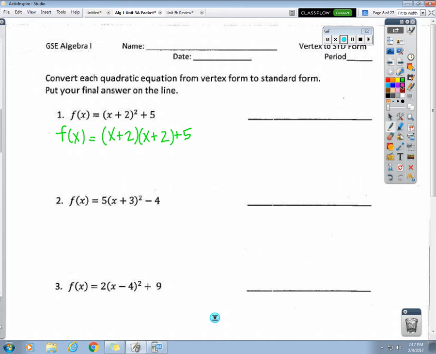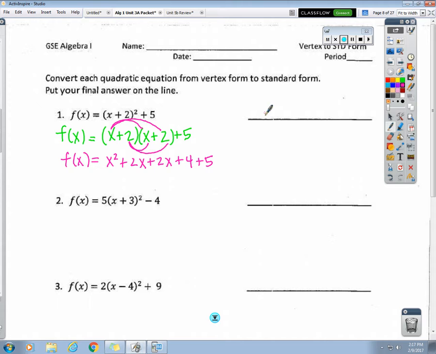Okay, and the reason we do that is so that in the very next step, I can FOIL that, or double distribution, whatever you want to call it. X times x is x squared, x times 2 is 2x, 2 times x is 2x, and 2 times 2 is 4. And then plus 5 will come down.